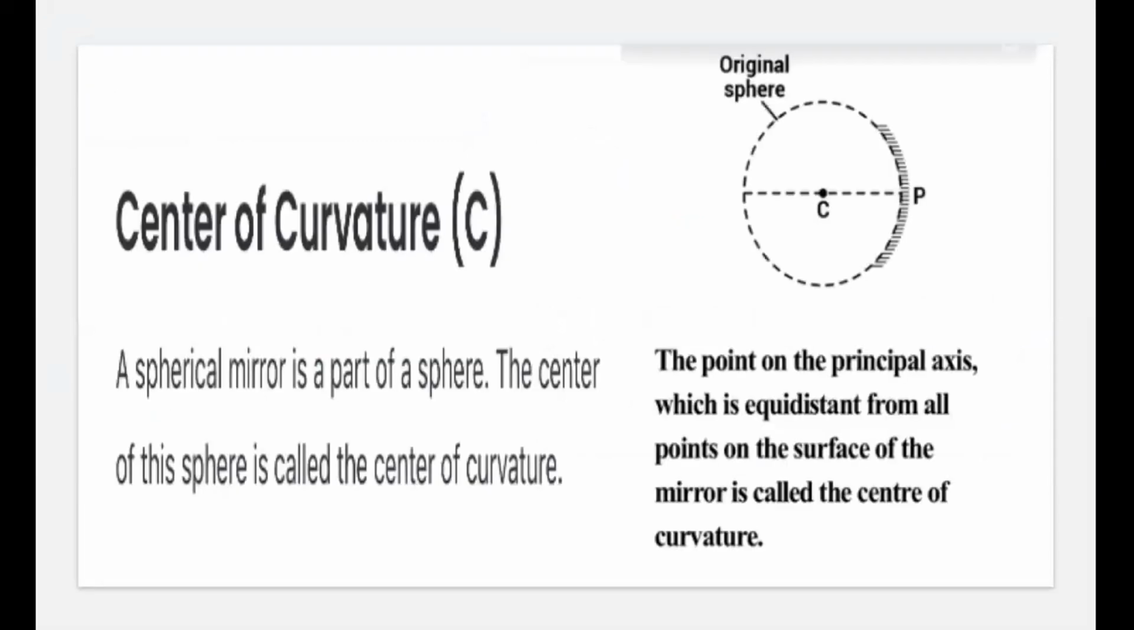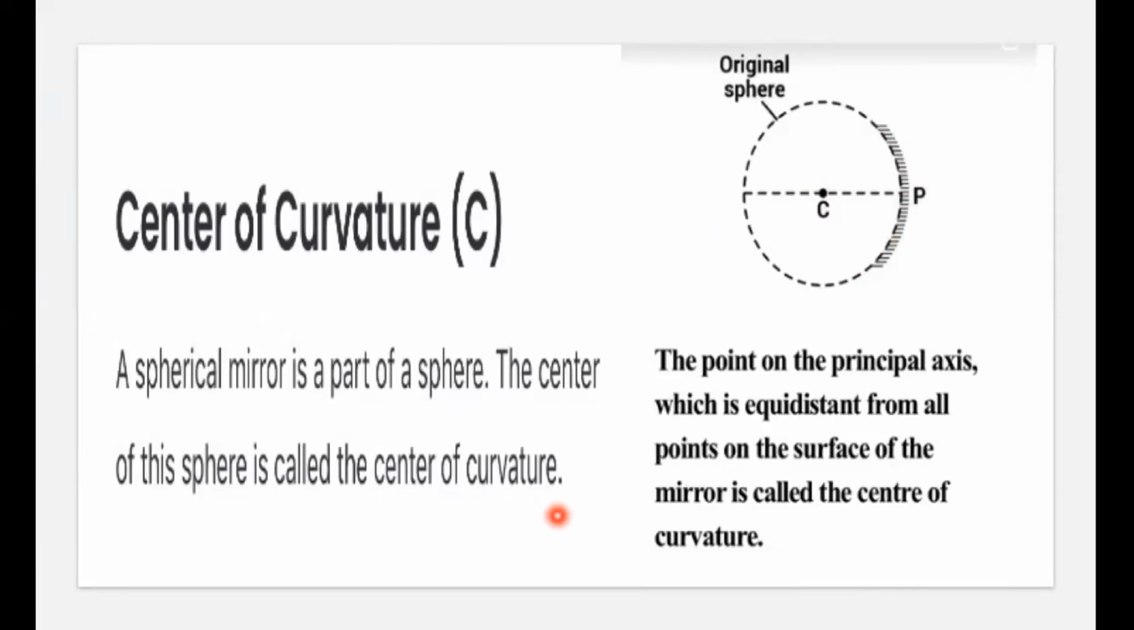The next terminology that we will now see is the center of curvature. Now, what is the center of curvature? If you carefully look at this picture, the hollow sphere is being shown with a dotted line. And what we are doing is we are taking a part of this sphere. If you see, this part taken is actually a part of this sphere with center C. So a spherical mirror is a part of a sphere. The center of this sphere is called the center of curvature.